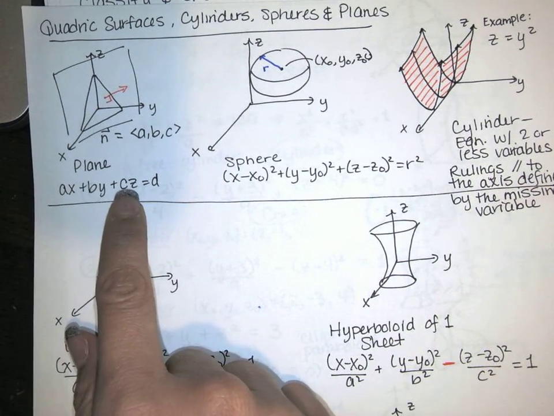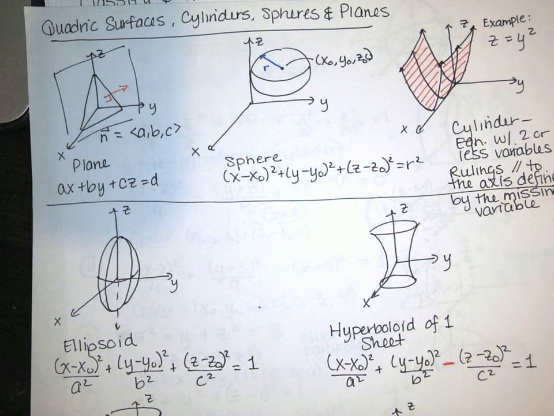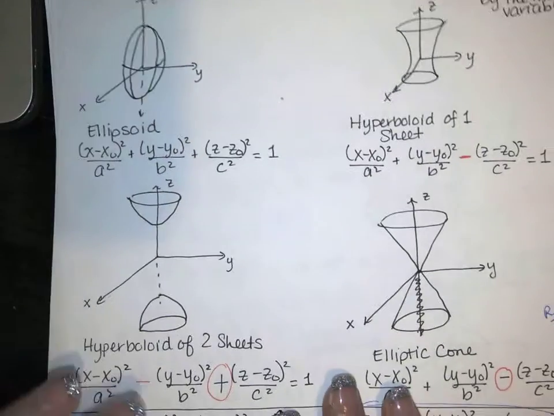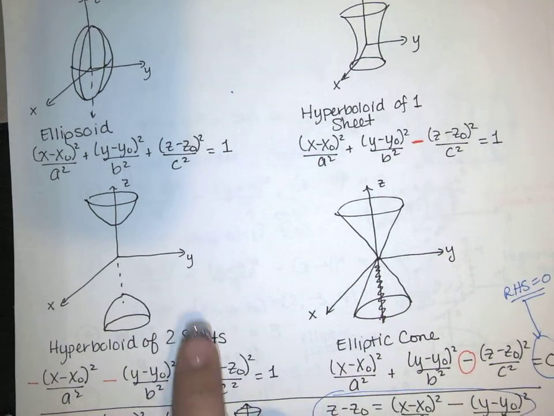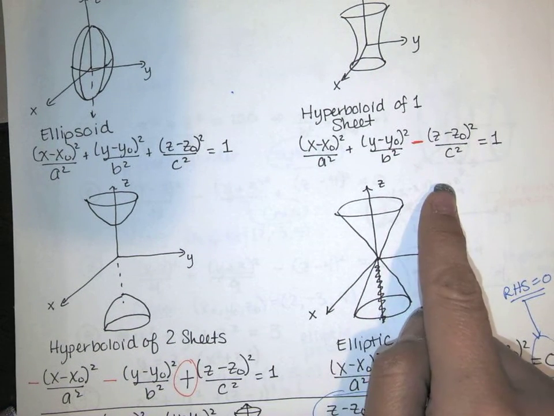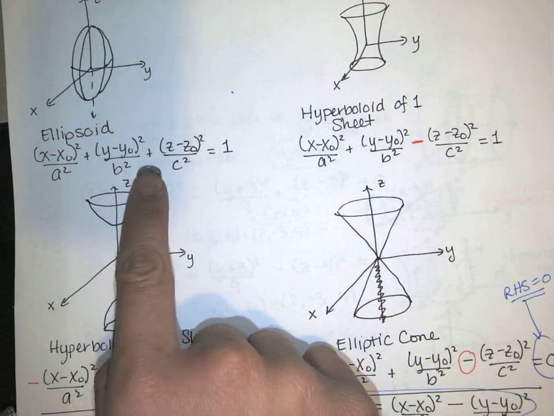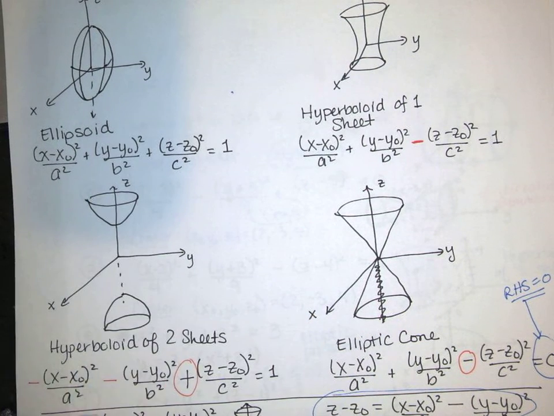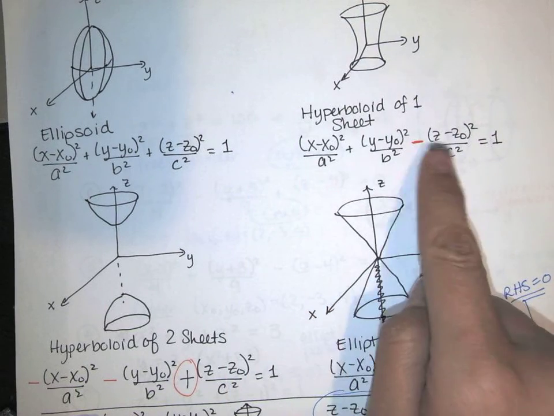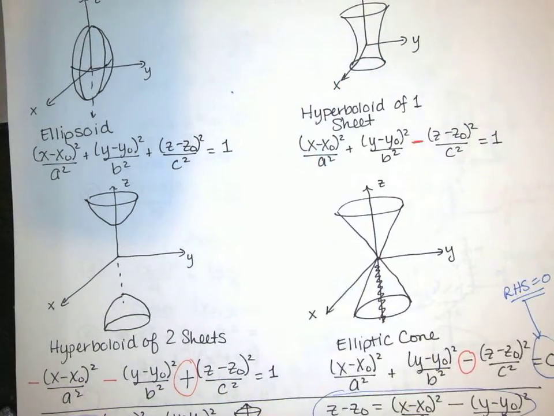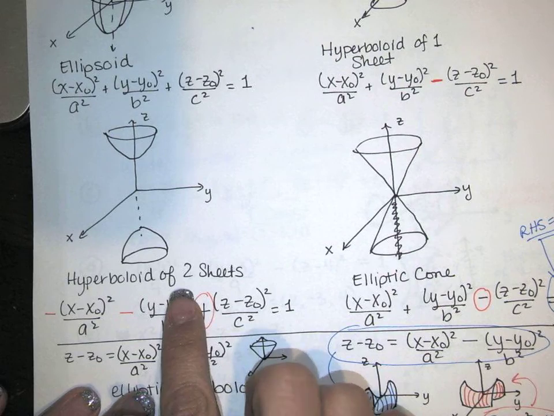Here all the variables are raised to the first. Here all the variables are squared. You've got 1's in the denominator and an r squared on the other side. Then for these 4 guys, all 3 variables are squared. If there's a 1 on the right hand side, it's a hyperboloid of 1 sheet, 2 sheets, or an ellipsoid. If all 3 are positive, it's an ellipsoid. If 2 are positive and 1's negative, it's a hyperboloid of 1 sheet. If 2 are negative and 1 is positive, it's a hyperboloid of 2 sheets.